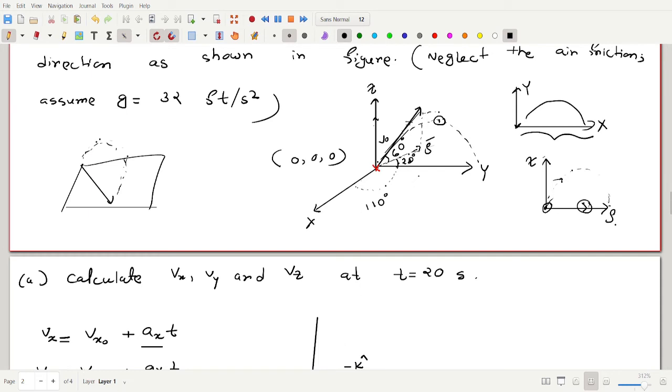So now we need to calculate it. So how can we calculate? There is a question, I think.